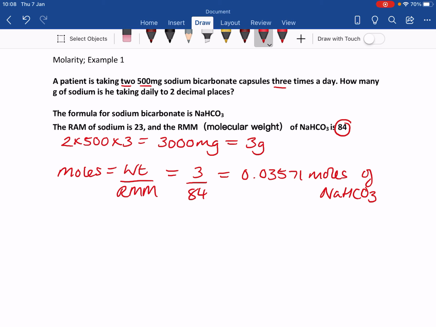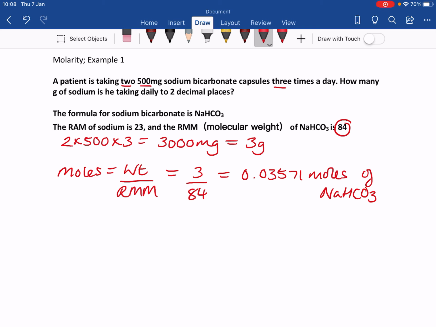I'd also like to point out at this stage that we must remember that figures should only be rounded up or down at the end of the calculation, so at the point of the final answer, not in the middle, because that can lead to errors in your final answer. So we'll leave that at 0.03571 at this stage.